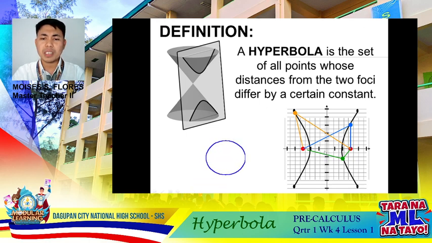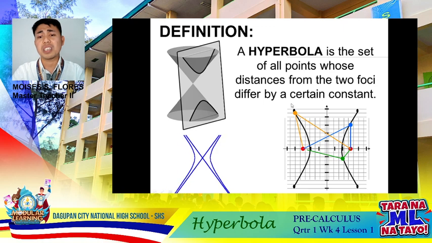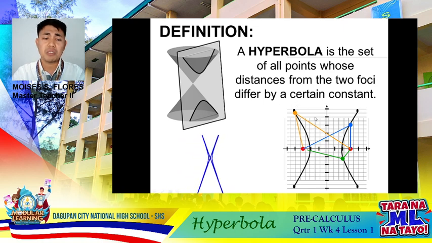constant. If you take a look at this figure, if we subtract your shorter segments, for example, this short green, this short blue, and this short orange, from your longer segments, again, if you subtract your short segments from the long segments for each ordered pair, the remaining value is constant or the same. That is why, from our definition, its distances from the two foci differ by a certain constant.